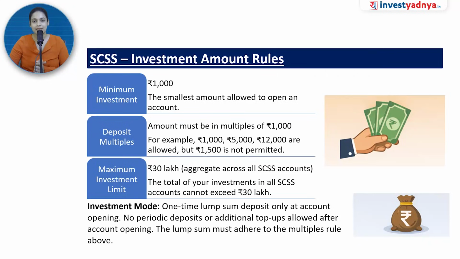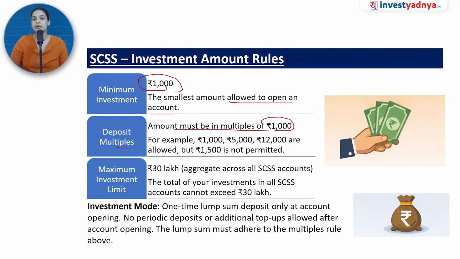So talking about SCSS, what is the investment amount? So minimum है 1000 rupees. So at 1000 rupees you are allowed to open the account. That makes it affordable, it makes it inclusive for people of all income levels, and also it is very helpful for small savers. So 1000 it starts with, but what about the deposit multiples?